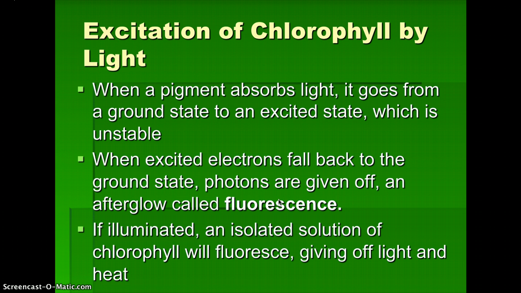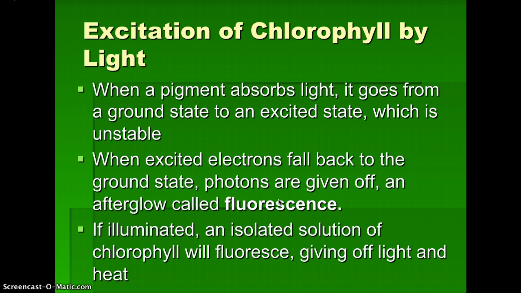And in order to fall back down to that ground state again, they need to release energy. So when excited electrons fall back to the ground state, photons are given off. This would be light energy. It would be an afterglow called fluorescence.